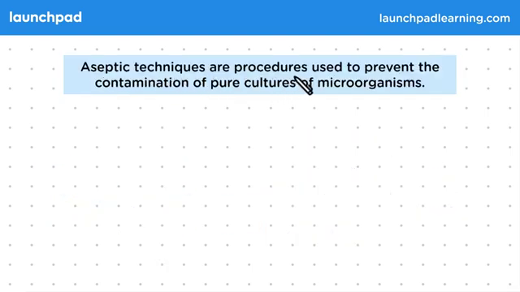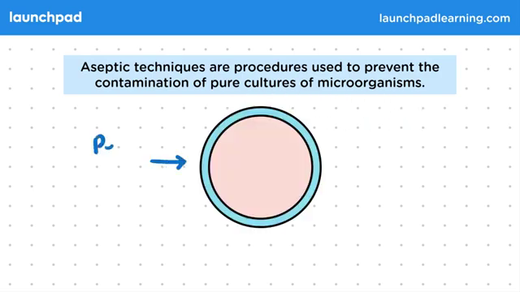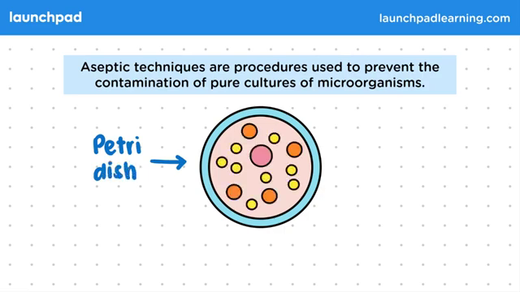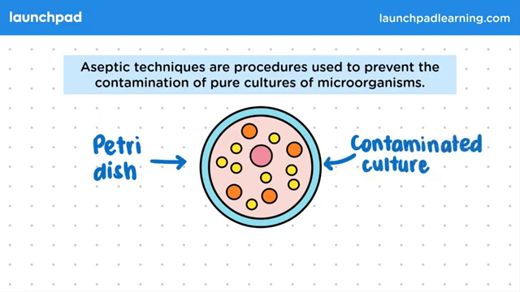Aseptic techniques are procedures used to prevent the contamination of pure cultures of microorganisms. Remember that microorganisms are small organisms like bacteria, and a pure culture is a collection of bacteria containing only one type of microorganism. In this diagram, you can see a petri dish. Growing inside this petri dish is a contaminated culture. This is a culture where different types of microorganisms have entered from the air and started growing.